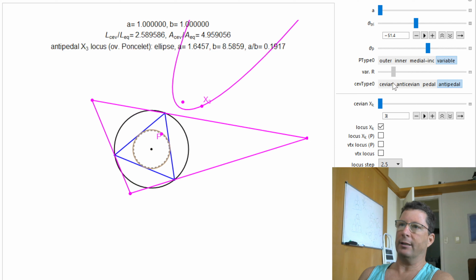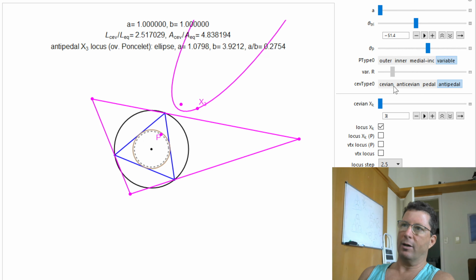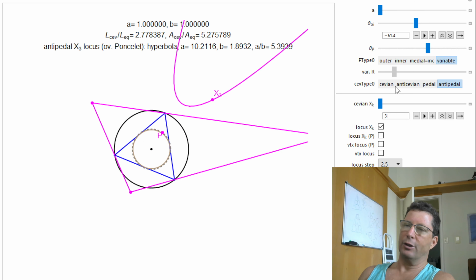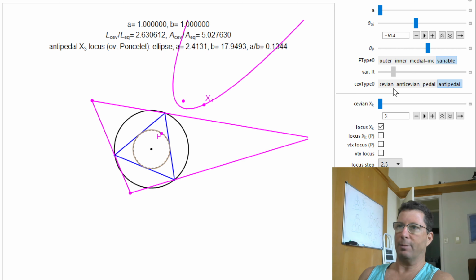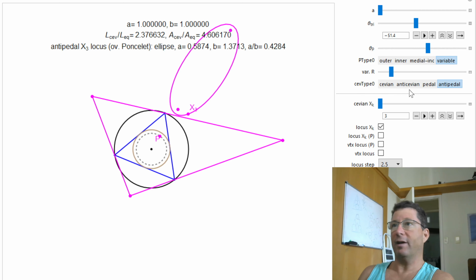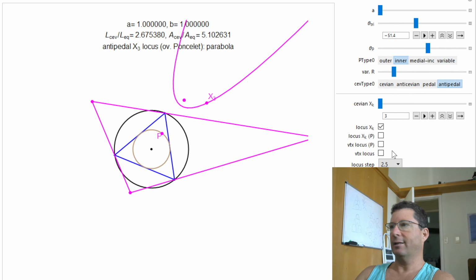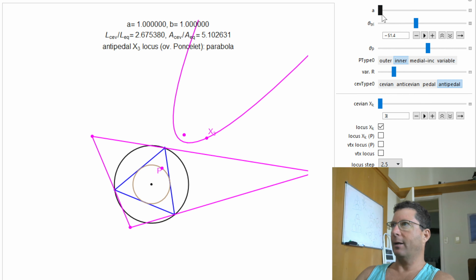So yeah, it's maintaining its conic status throughout, with this very cool situation here that if P is on the incircle, in the special case, X3 is a parabola. What if I apply an affine transformation? So let's go back to the inner. I'm going to start with this easy mode here, and I'm going to apply an affine.